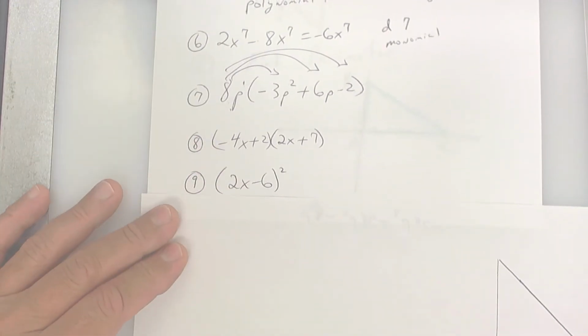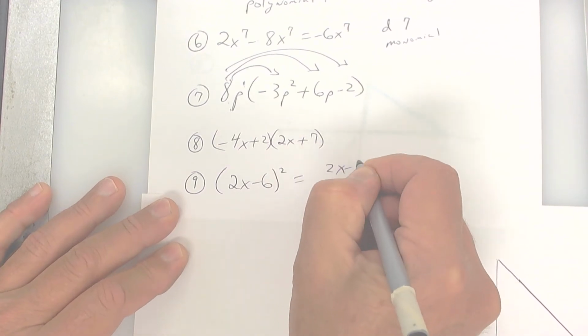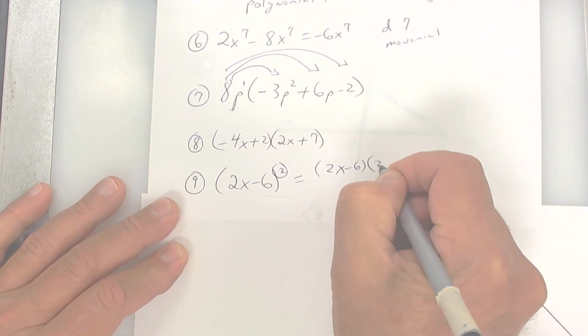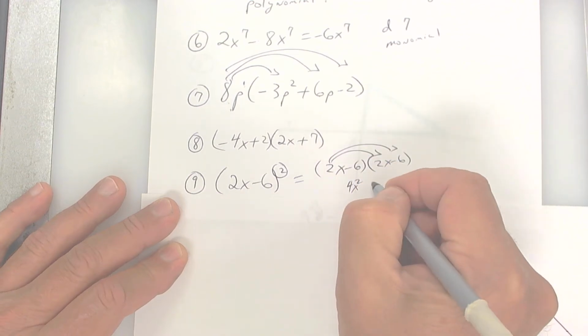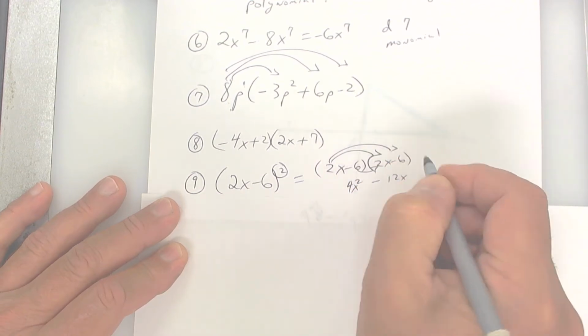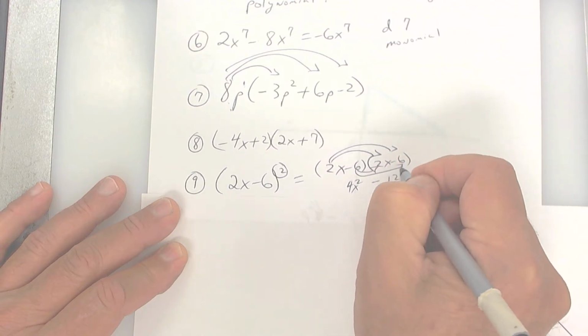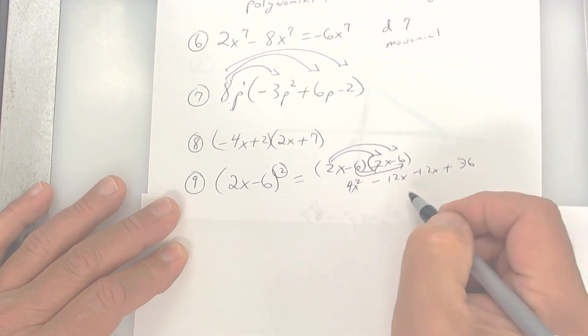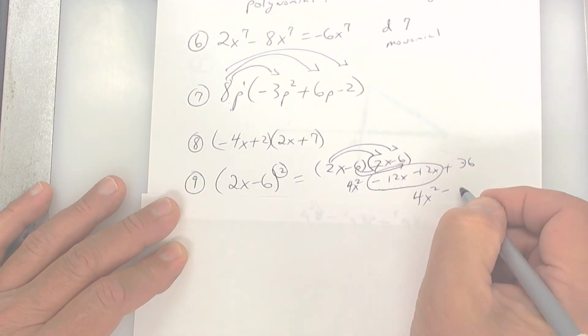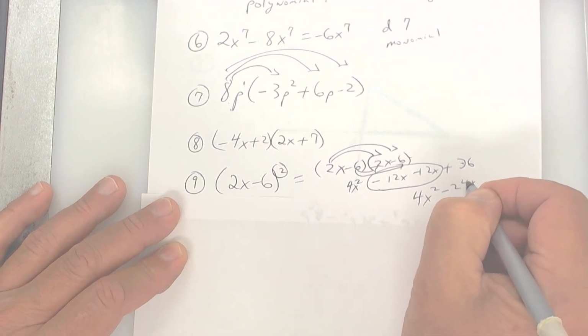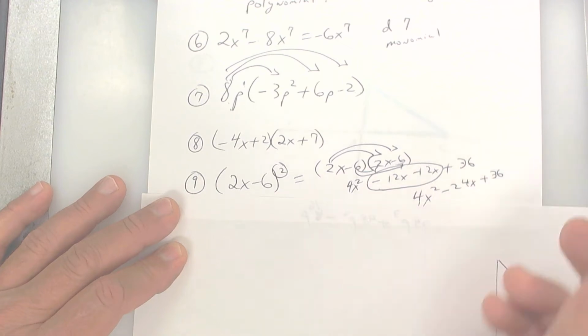Number 9 is also FOIL. I'll do that one. So it's 2x minus 6 twice. So that gives you 4x squared minus 12x minus 12x and then plus 36. This gives you 4x squared minus 24x plus 36. Make sure you know how to do that. Okay, let's go on here.